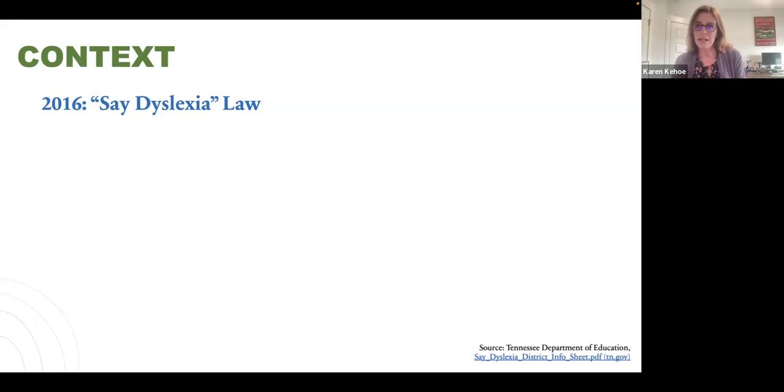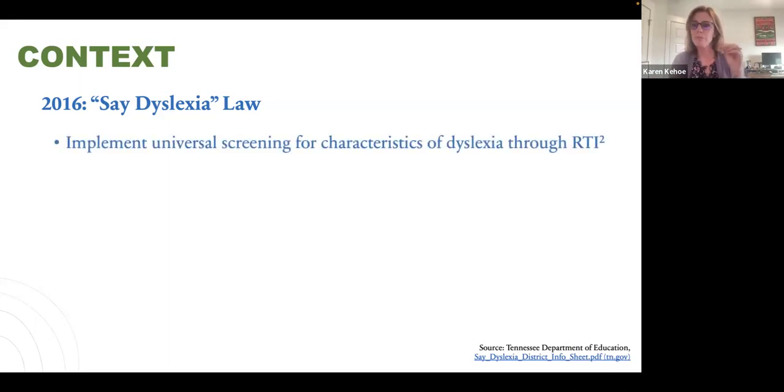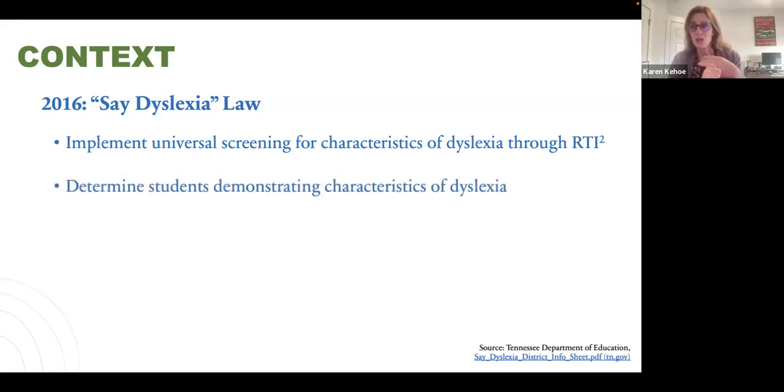So that's the Say Dyslexia Law, and there were some key points I want to point out. This may look familiar to what's going on in your state, or it may be slightly different, but this will help to frame why we created this module and how. Obviously, screening. I think that when there's legislation, the universal screening seems to be the most prevalent component of these laws across the country right now.